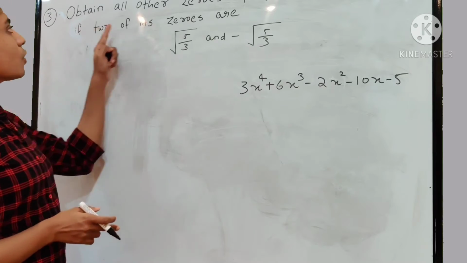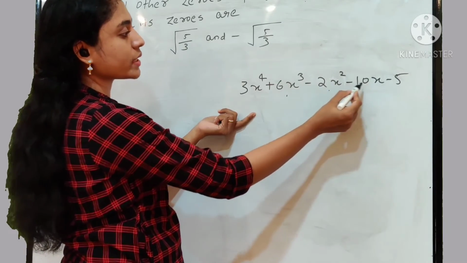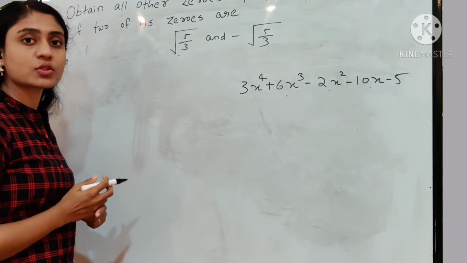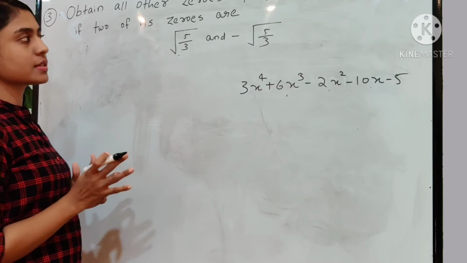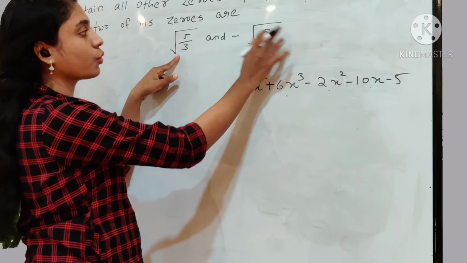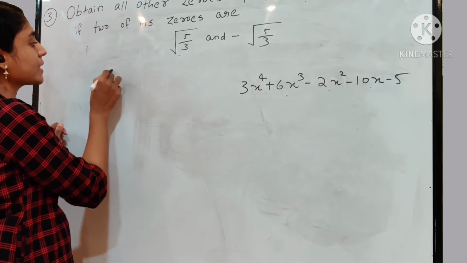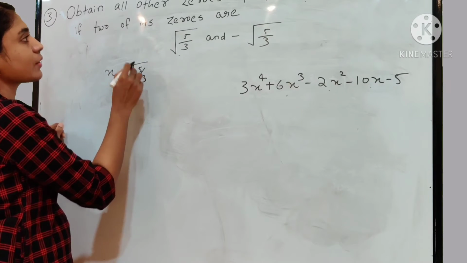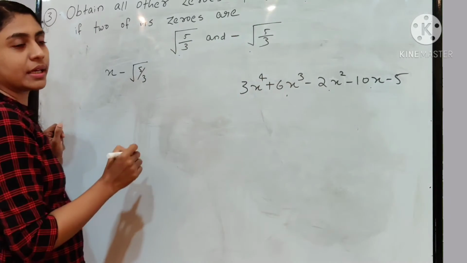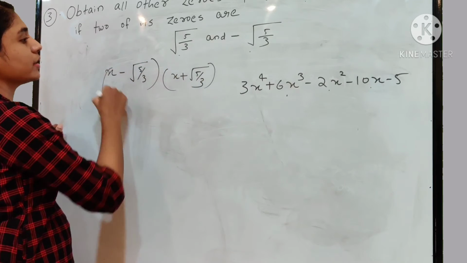Next question. Obtain all other zeros of this polynomial, that is 3x raised to 4 plus 6x cube minus 2x square minus 10x minus 5 if two of its zeros are root of 5 by 3 and minus root of 5 by 3. So how we will obtain this? It's given that two of its zeros are plus root of 5 by 3 and minus root of 5 by 3. So that means plus root of 5 by 3 is one of its zeros of this polynomial. That means x minus root 5 by 3 is a factor of this polynomial. And again, the other 0 is negative of root of 5 by 3. That means x plus root of 5 by 3 is a factor of this polynomial.